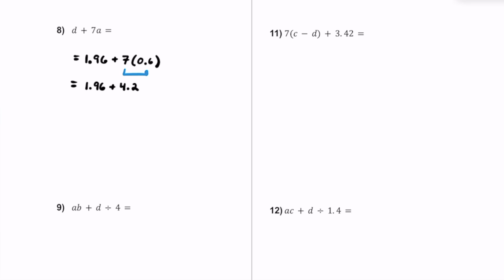Okay. Then next we're going to go ahead and just add these two decimals together. So we have 1.96 plus 4.2. So let's go ahead and line up those decimals. 1.96 plus 4.20. Go ahead and add. We're going to get 6 here. 9 plus 2 is going to be 11. Carry the 1. Then we have 6. So it looks like 6.16 or 6 and 16 hundredths. So that would be our answer.